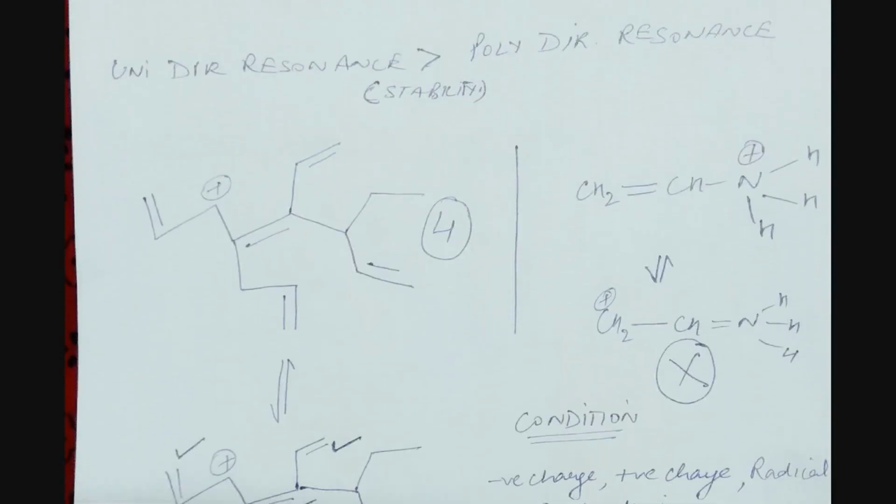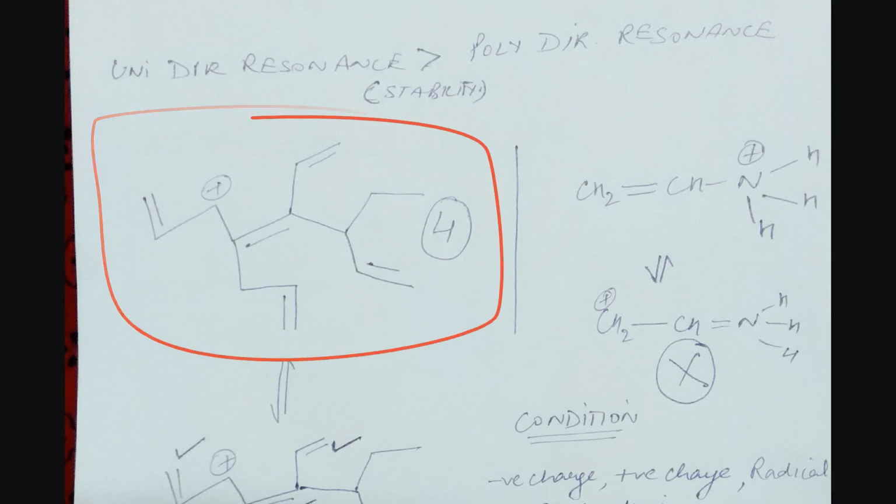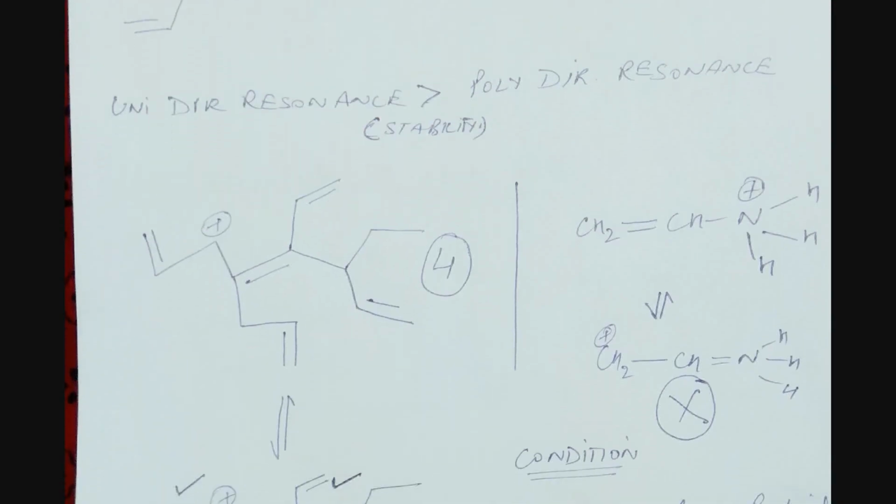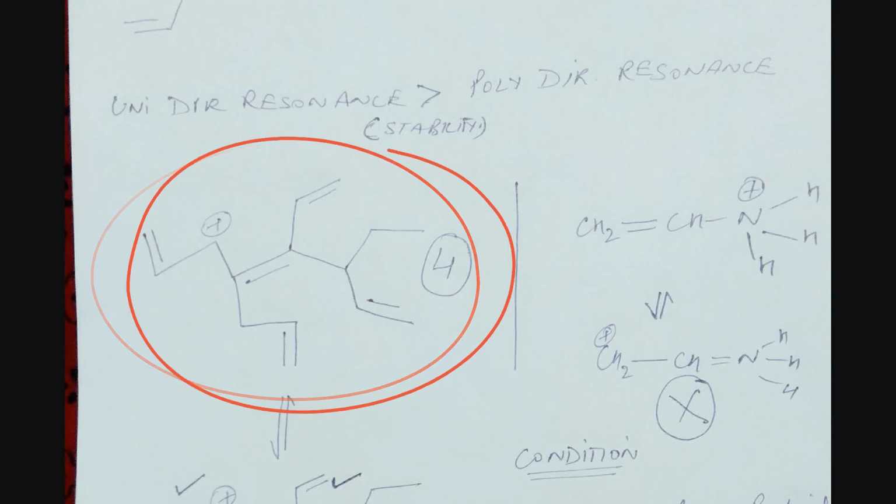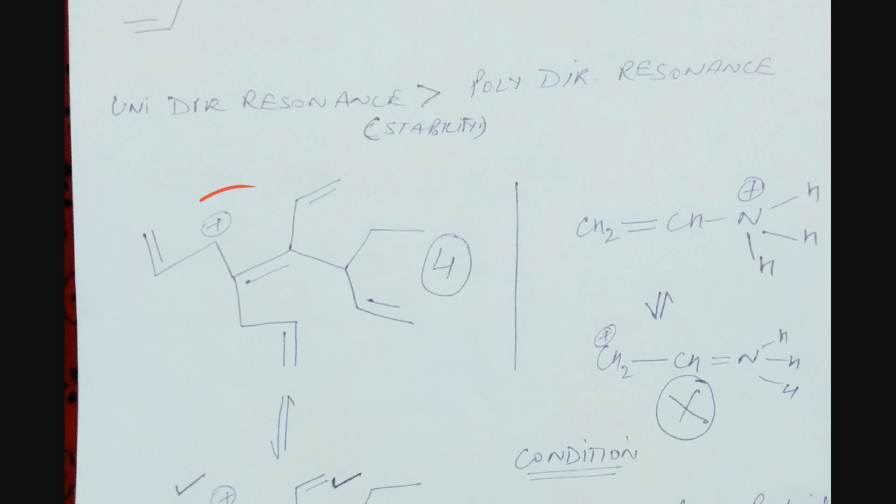Now let us do some exercise. Let us find out in this molecule which are the double bonds which are contributing in the resonance. We have learned a concept that carbocation, single bond and double bond. So carbocation, single bond, double bond. So check. So this will perform. Carbocation, single bond, double bond. So this will also perform.